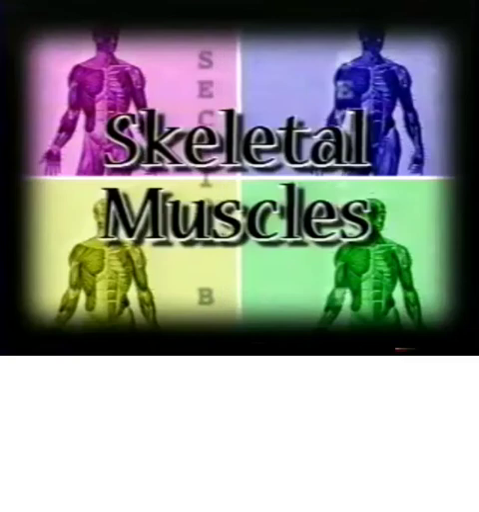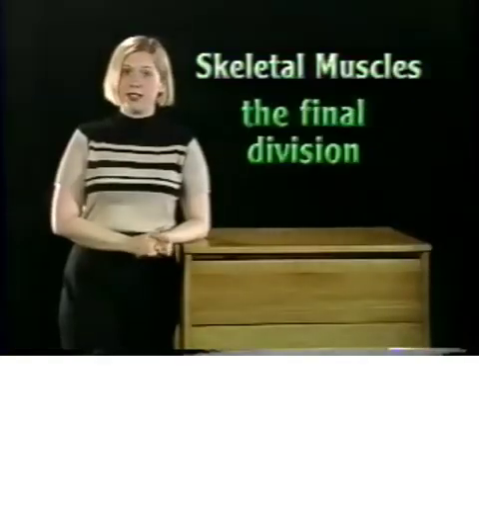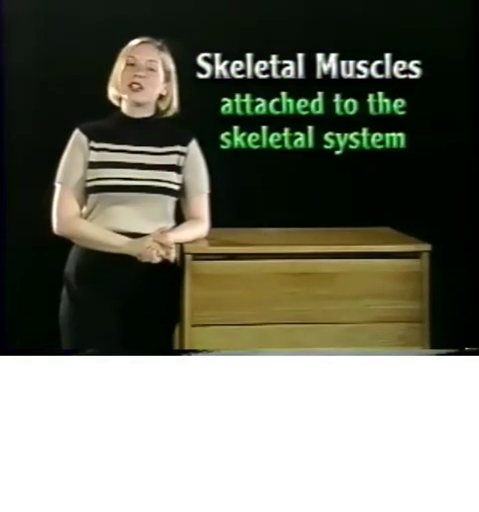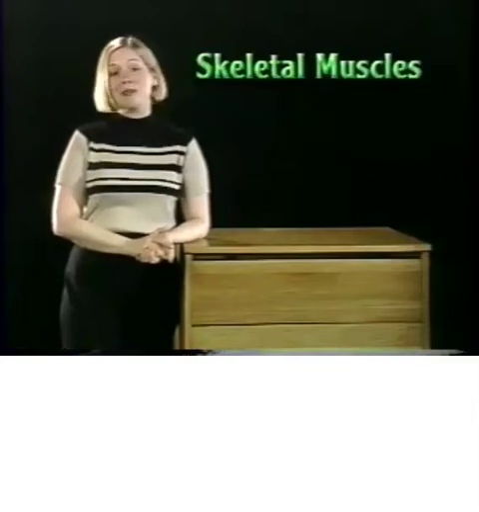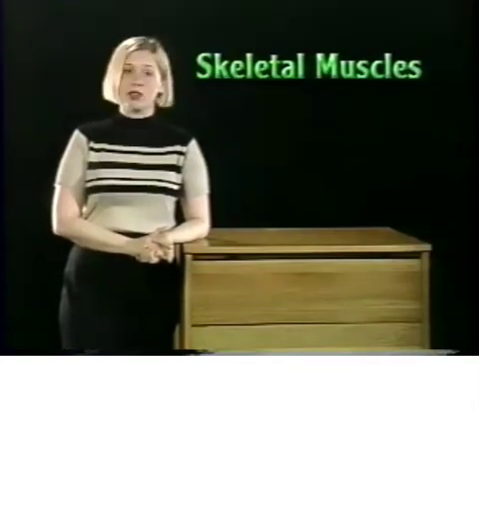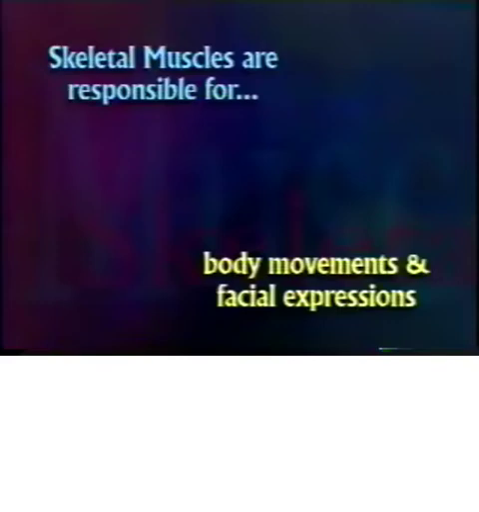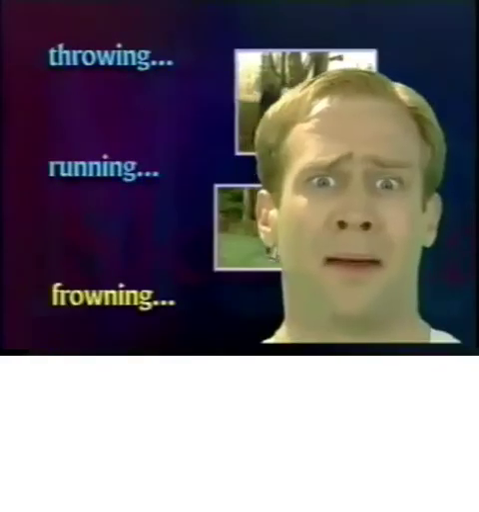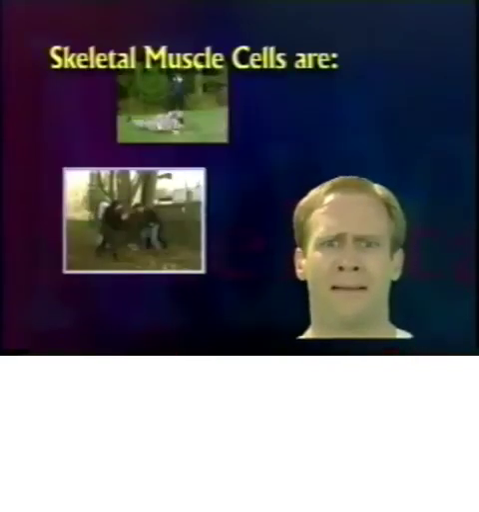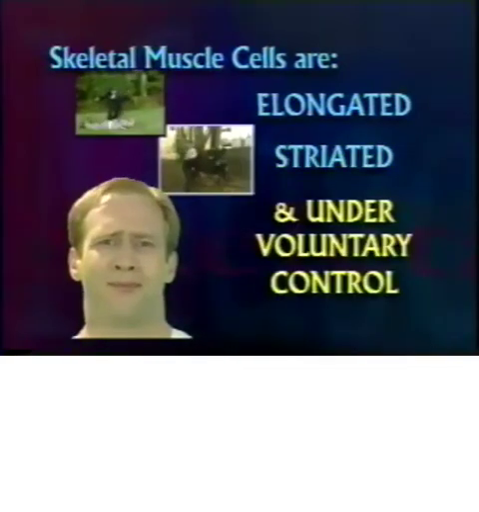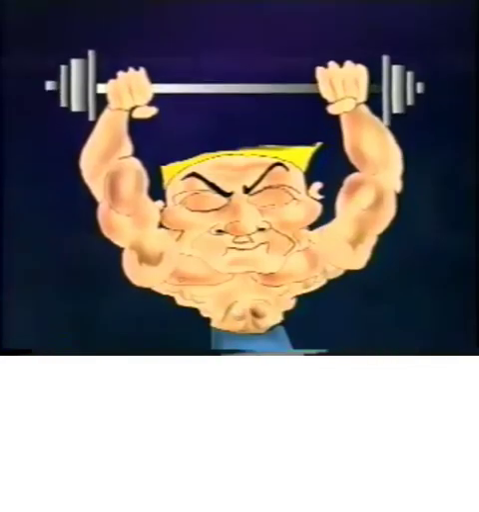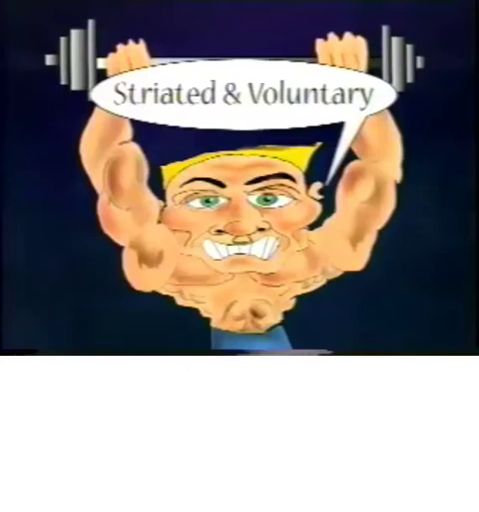Section B, Skeletal Muscles. Skeletal muscles, the final division, are typically attached to the skeletal system, hence the clever name, skeletal muscles. These muscles are the most plentiful and their names are hard to memorize, so we're going to focus on them for a while. The skeletal muscles are also responsible for body movements and facial expressions. Throwing balls, running from the police, frowning in disgust, all these things are the bread and butter of skeletal muscles. Skeletal muscle cells are elongated, striated, and under voluntary control. So when you think skeletal muscles, think striated and voluntary.